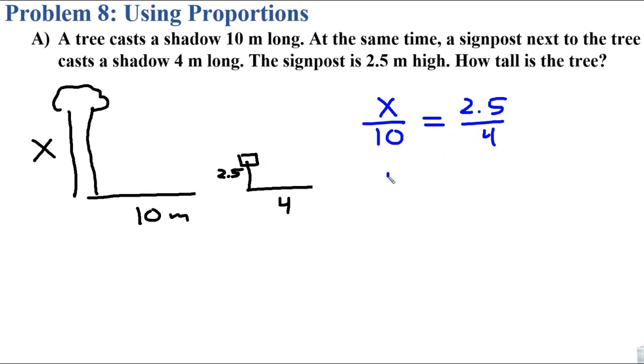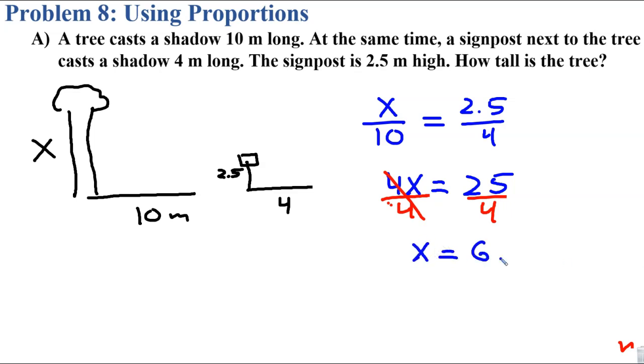X times 4 is 4x, which is equal to 10 times 2.5, that'd be 25. Then divide both sides by 4, and that's going to leave us with x is equal to 6.25.